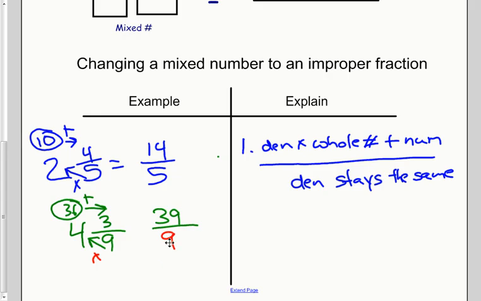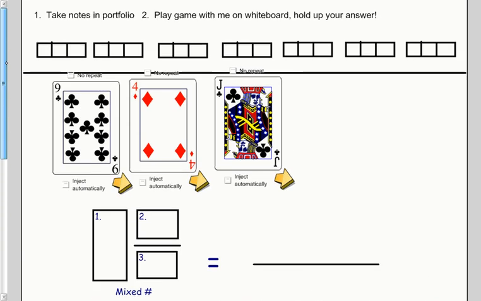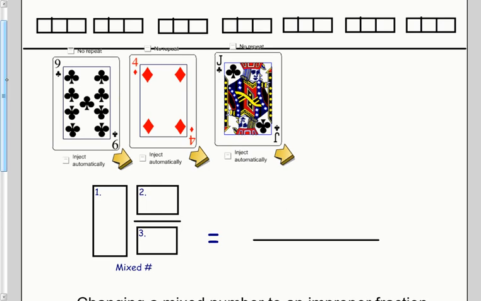We can check our work by saying 9 goes into 39 4 whole times, and that's 36. We need 3 more to get to 39, so there's 3 left over. So you can always go back and check your work with both of these and see if your answers match up. All right, so this game is kind of backwards here.